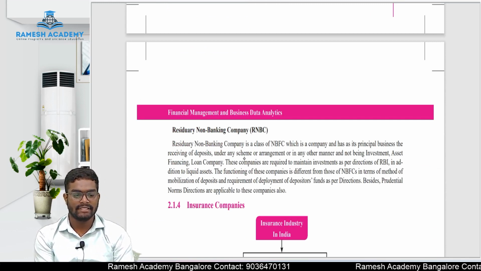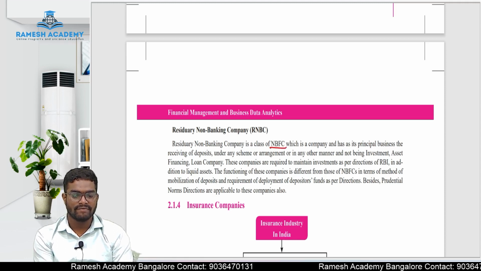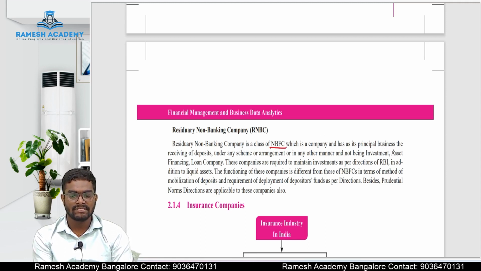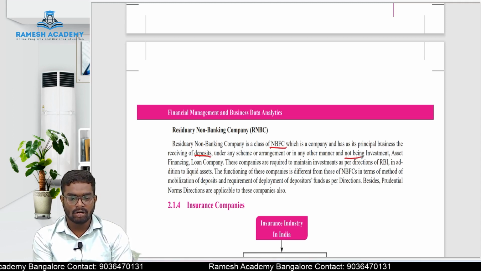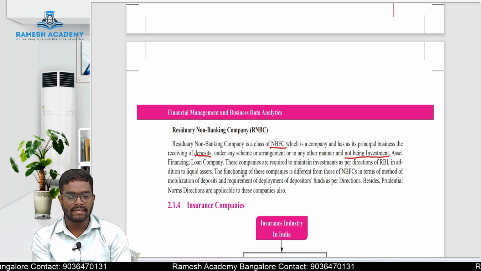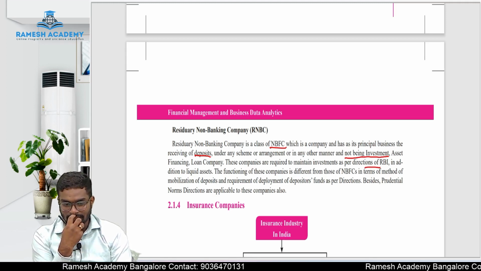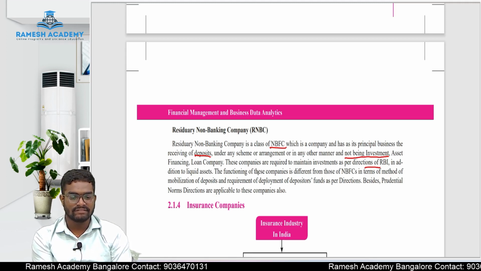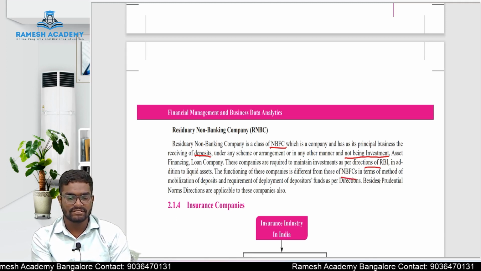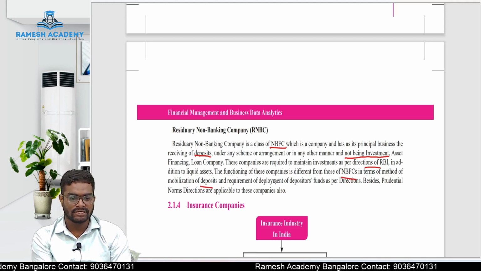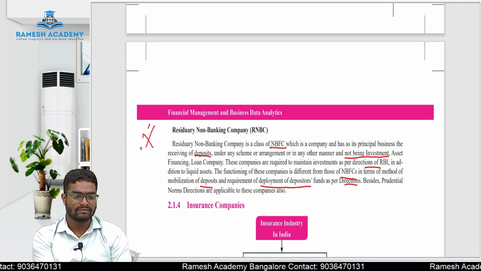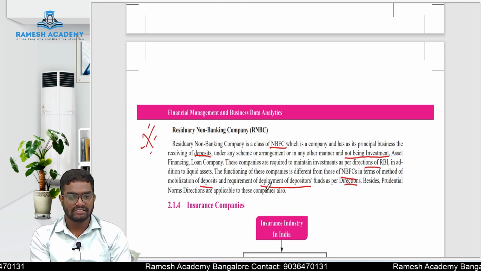Next, residuary non-banking company. Residuary non-banking company is a class of NBFC which is a company and has its principal business of receiving deposits under a scheme or arrangement or in any other manner, not being investment, asset financing, loan company. These companies are required to maintain investments as per the directions of RBI, in addition to liquid assets. The functioning of these companies is different from those of NBFCs in terms of method of mobilization of deposits and requirement of deployment of depositors' funds as per the directions. So this is the residuary thing. Please mark it as important, may be asked in exam.